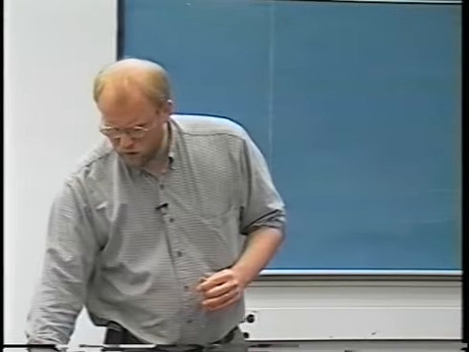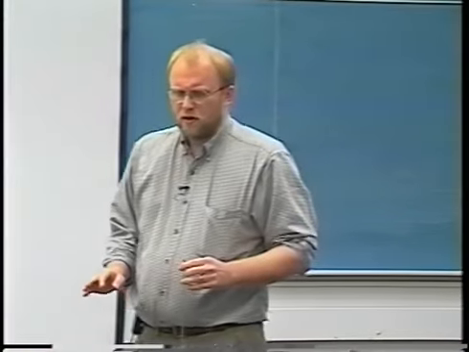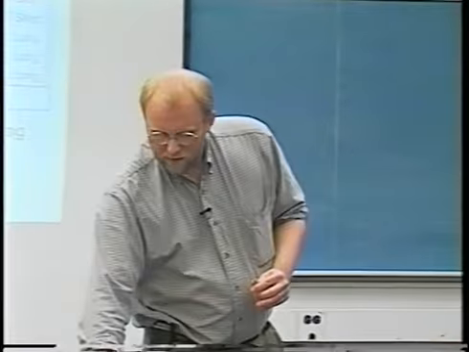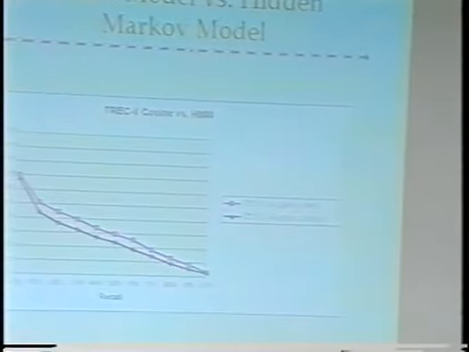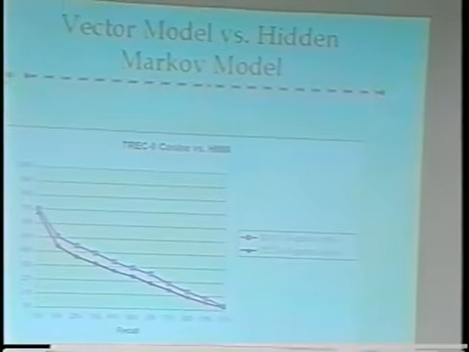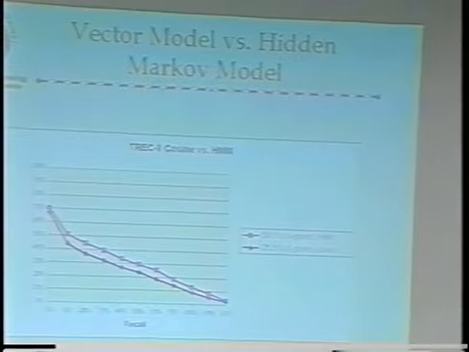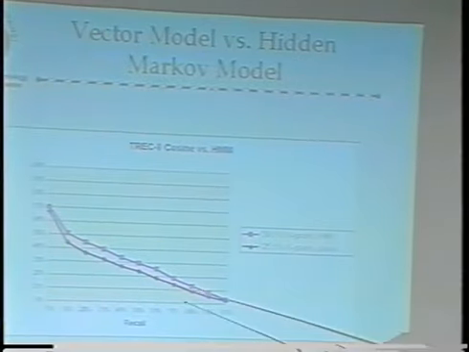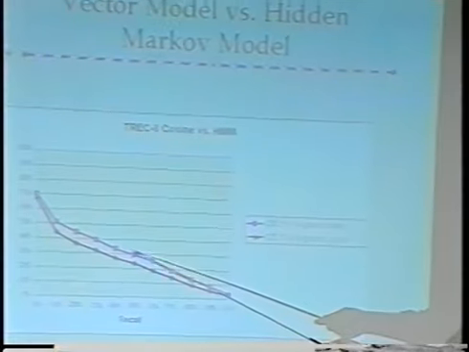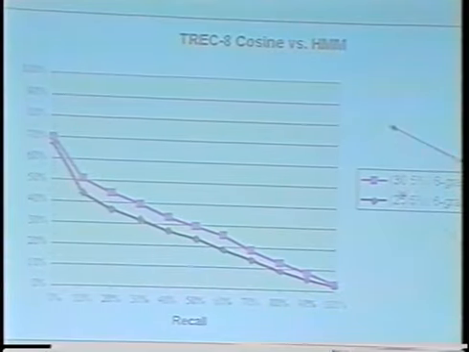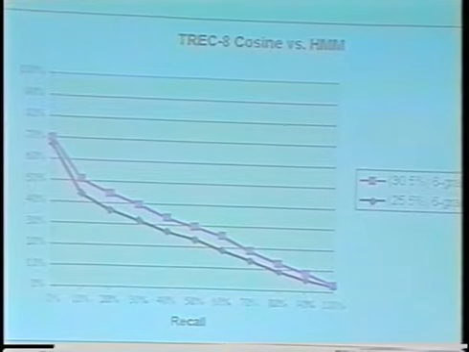And I'll talk more about what circumstances those might be. Let me skip this. So that's one question: what's better, words or n-grams? We also compared the cosine measure against this hidden Markov probabilistic measure, and we have always found a significant outperformance by the hidden Markov model over the cosine model.